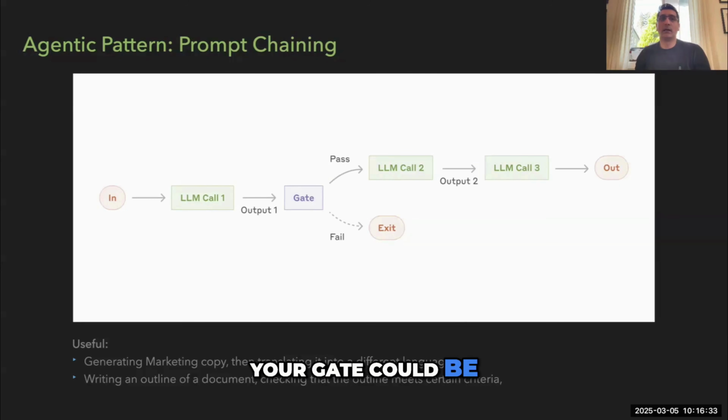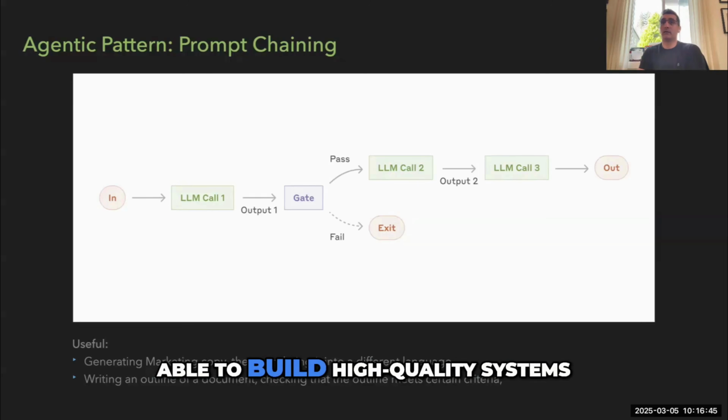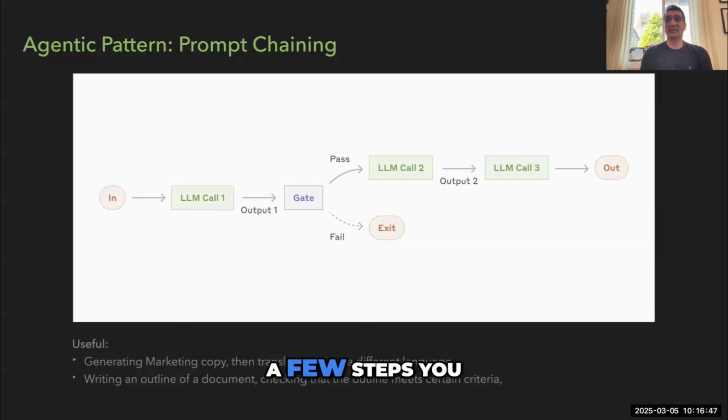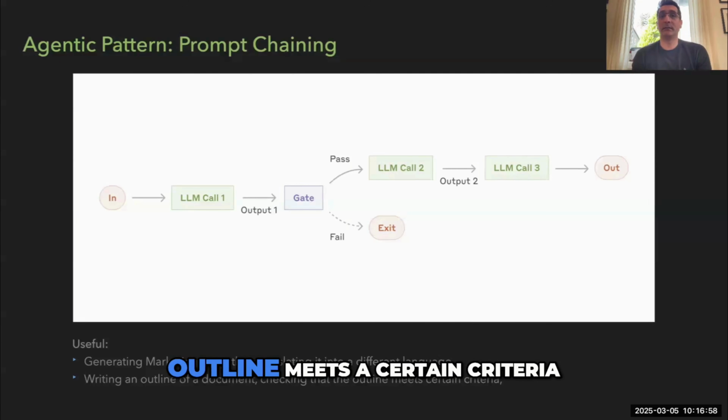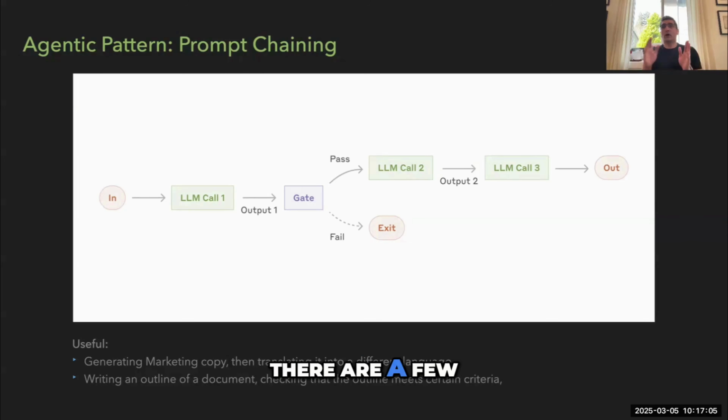Your gate could be, hey, the first marketing copy that was generated was not good enough. You ran some evaluations and determined that it was not good enough, and you can fail and exit out there. But this is a very important pattern to be able to build high quality systems if you have a few steps you have to get done before you can actually send something to the user. Another example could be writing an outline of a document and checking if the outline meets certain criteria. There are a few other types of patterns that fall more in the workflow category of agentic AI.